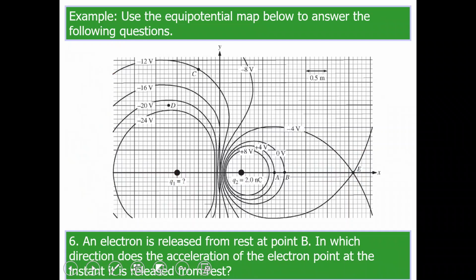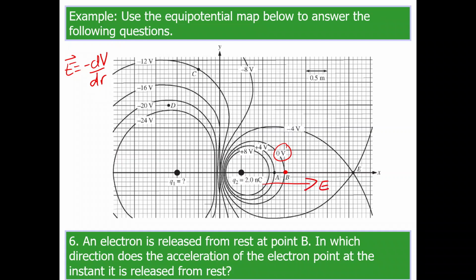All right, so in the next problem, we have an electron released from rest at point B. We want to know in which direction does the acceleration of the electron point at the instant it is released from rest. So when I'm looking here, point B is on the 0 volt line. So you might be tempted to think, well, it's on the 0 volt line, so it's not experiencing a force. But that's not correct. We have to remember that our electric field is based on the rate of change of potential. So our electric field is equal to negative dV dr. So in the region around it, we do have a changing potential.